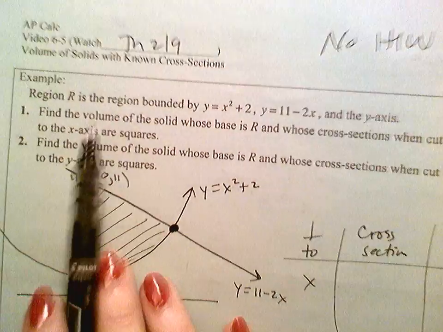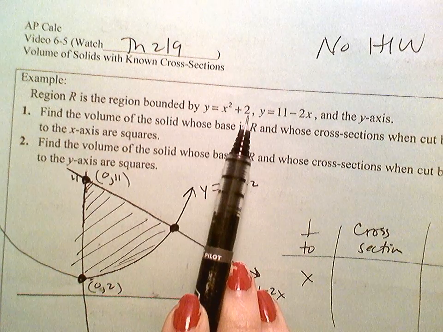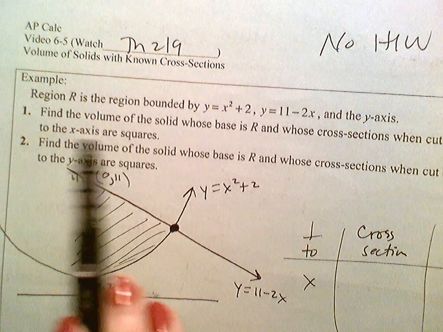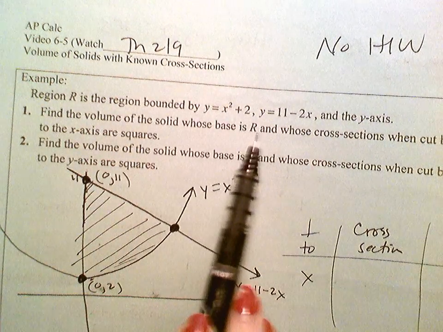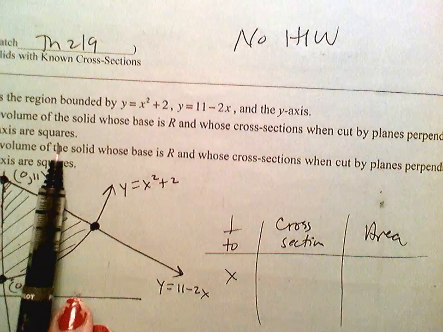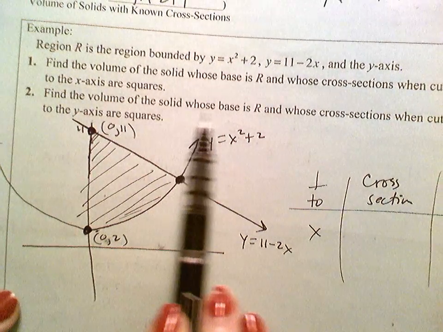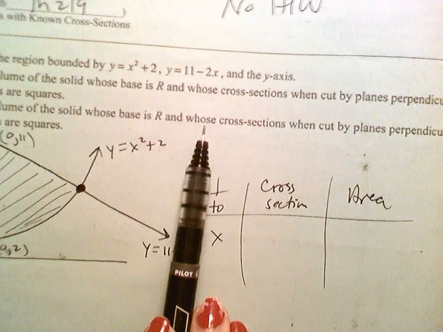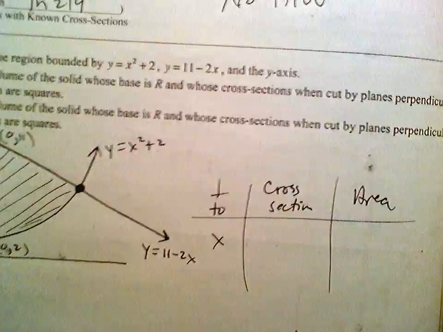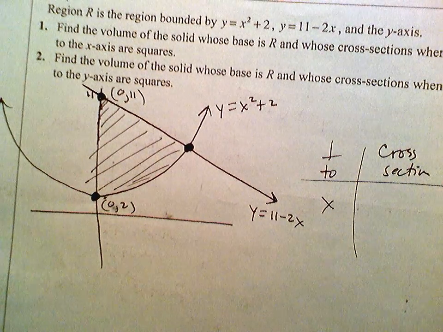So region R is the region bounded by this graph, which is a parabola, this graph, which is a line, and the y-axis. Number one, find the volume of the solid whose base is this region and whose cross sections, when cut by planes perpendicular to the x-axis, are squares. And then number two, we'll find the volume of the solid whose base is the same region and whose cross sections, when cut by planes perpendicular to the y-axis, are squares. So cross section squares, but cut different ways.